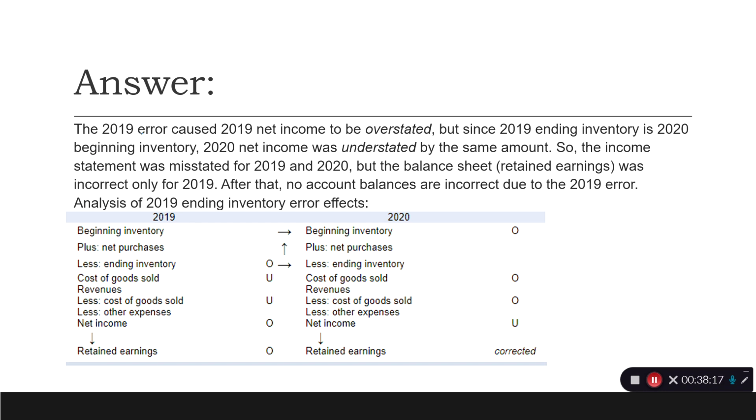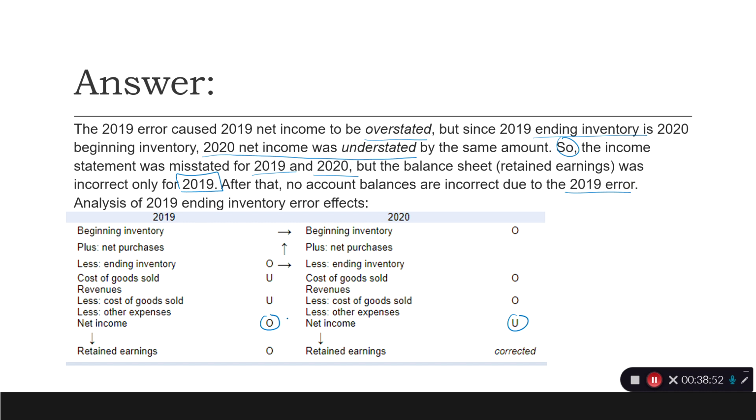The 2019 error caused 2019's income statement to be overstated, right? But since 2019's ending inventory is 2020's beginning inventory, 2020's net income is understated by the same amount. So the income statement was misstated for 2019 and 2020, but the balance sheet, which is retained earnings, was incorrect only for 2019. After that, no account balances are incorrect due to 2019's error.